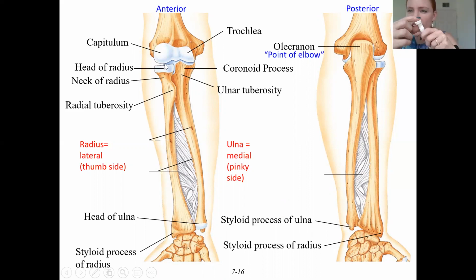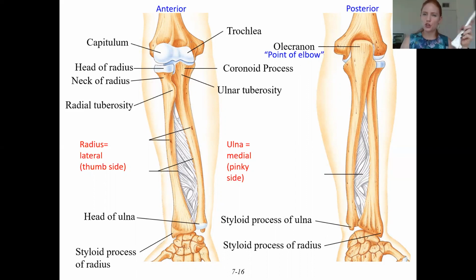And see how on the radius, this thing that looks a lot like a golf tee is called the head of the radius, and the head of the radius has a little divot in the top of it. And the divot in the top of it allows for some rotation around the capitulum.